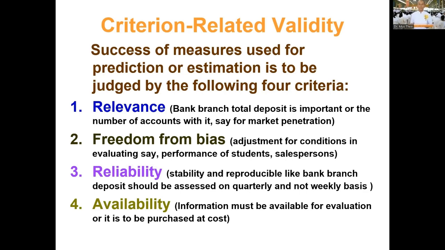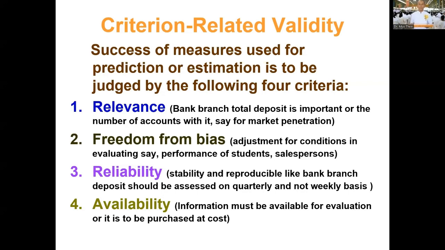So second is freedom from bias. It is adjustment for conditions in evaluating, say, the performance of students and salespersons. Whenever we are thinking to make questions related with how many students are getting first division, second division or third division, what is the scale of the result, and what is the performance of the salespersons, we can think about it.